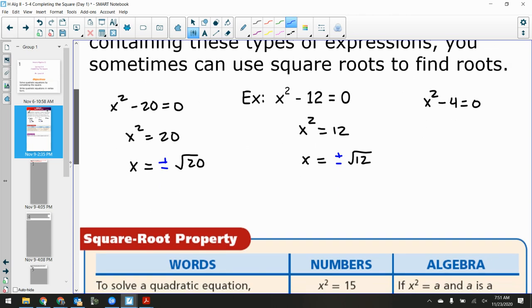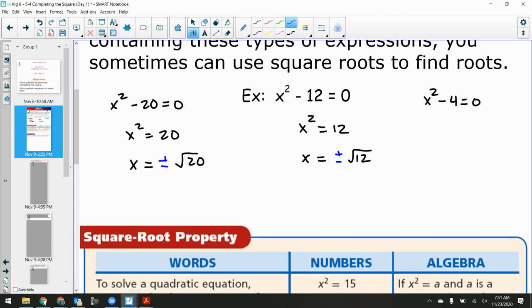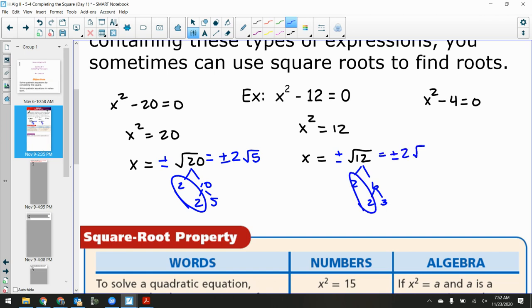Now, don't forget, we have to reduce down our square roots. We talked about this at the beginning of the year, and this kind of hung some people up. Remember, this is like if I say 2 times 10, 2 times 5, buddy up the 2's. So plus or minus 2 radical 5. Or if I wanted to do 12 here, 2 and 6, 2 and 3, buddy up the 2's, 2 radical 3.